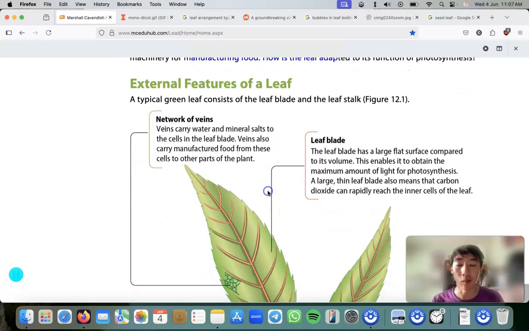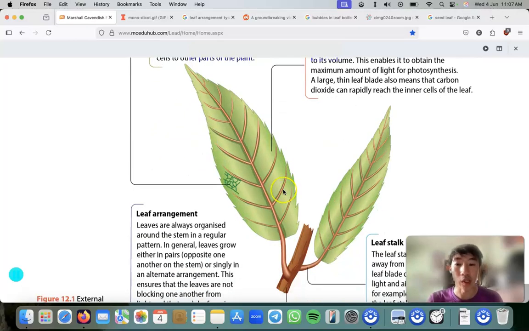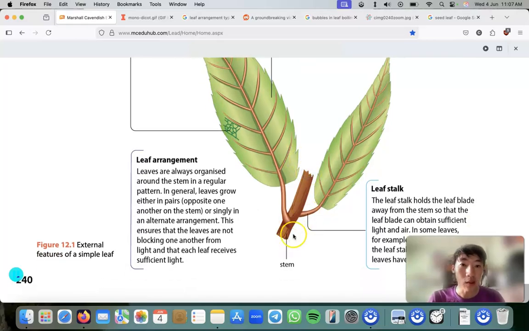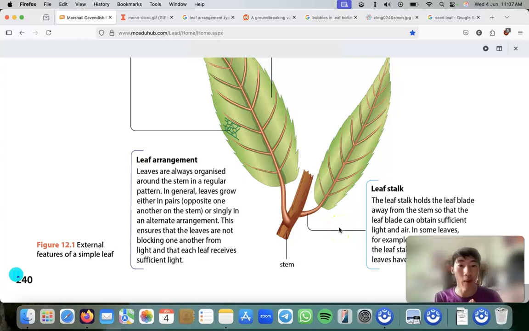Let's talk about the external features of a leaf. Here we see there are four main features of a leaf, and let's start from the bottom. This leaf stalk is attached to the stem, and it is important because it holds the leaf blade away from the stem so that it can be in an upright position and obtain enough light and air. In some leaves, the monocots we talked about just now, like grass and maize, they do not have a leaf stalk, and so the leaves will just have a much longer leaf blade instead.